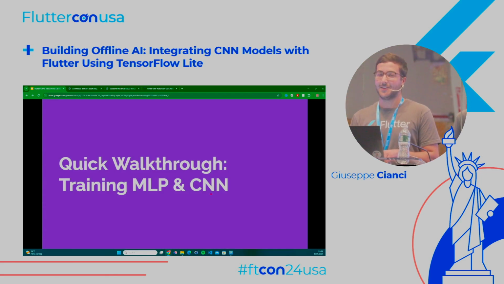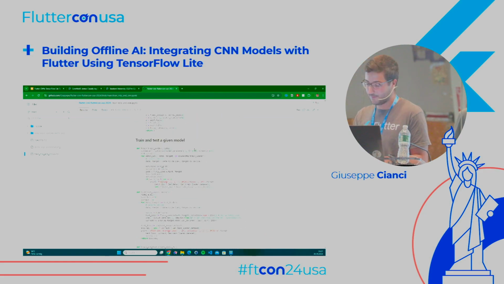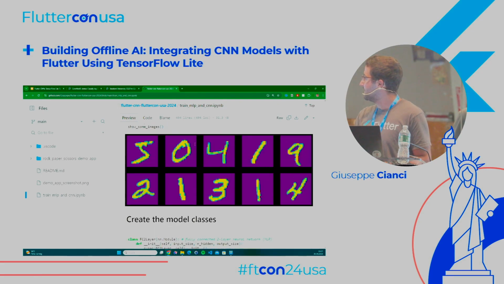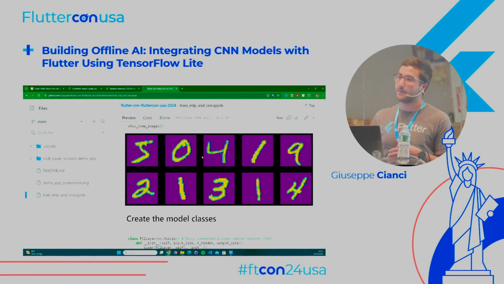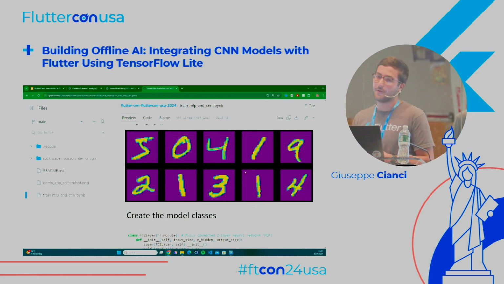Okay, now it's time to see a little bit of Python code to see how this actually works. What we're going to do is train an MLP and a CNN to classify these digits. It's 30 by 30 pixels, I think, and these are all handwritten digits.